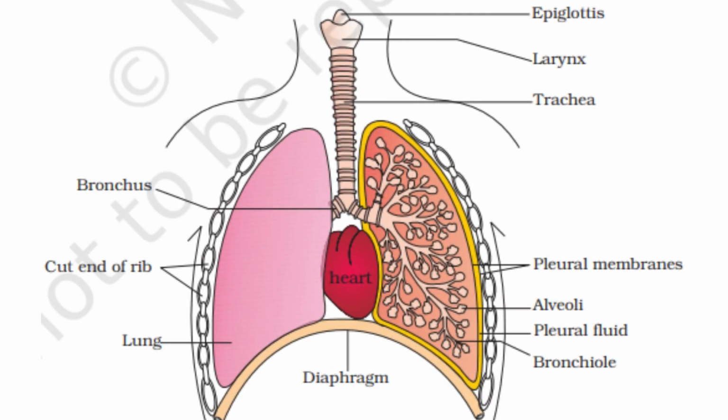This is a diagrammatic view of human respiratory system. Sectional view of the left lung is also shown. From top it is epiglottis, then larynx, trachea, bronchus, cut end of ribs, lungs, diaphragm, bronchioles, pleural fluid, alveoli, pleural membrane.